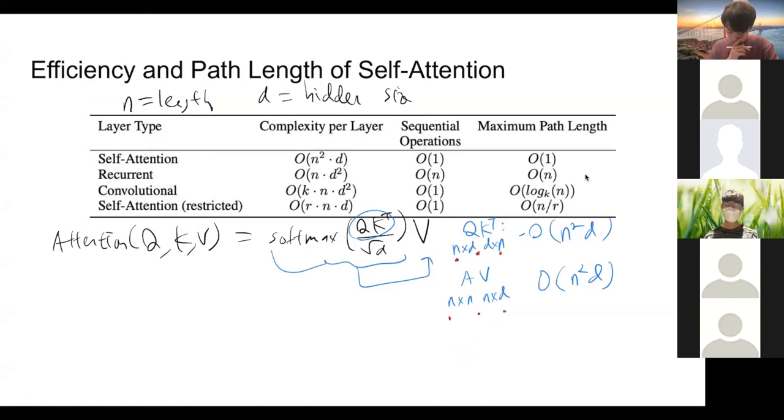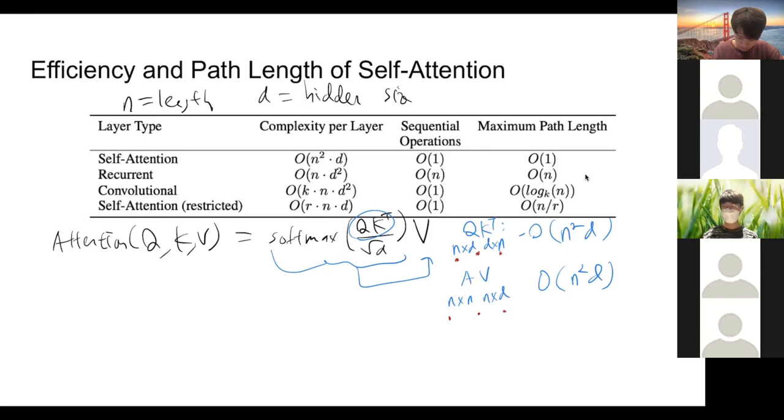And recurrent is N times D squared because basically what they do is you apply each recurrent neural net with a D by D matrix. And then as soon as you perform that, you just go to the next time step. So it just becomes N times D squared, right?